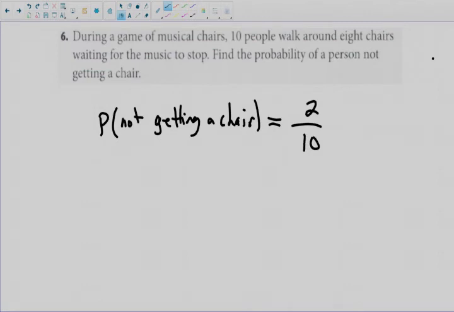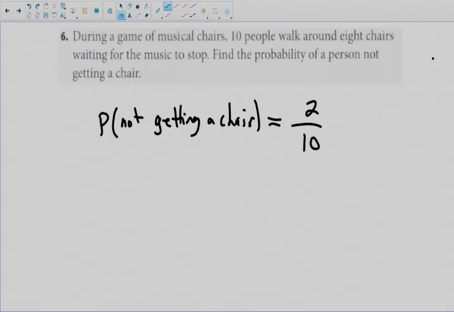2 out of 10. That's right. You might wonder, why is it not 2 out of 8? I actually hesitated myself there for a second. The reason is it's the number of people that is our total. Because there are 10 people in total, how many of those people aren't going to get a chair? So the 8 is just there to help us figure out what that is.